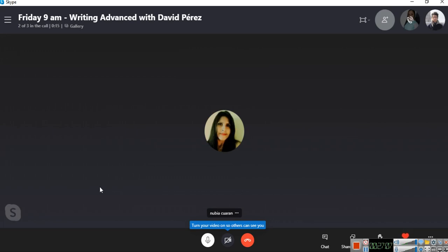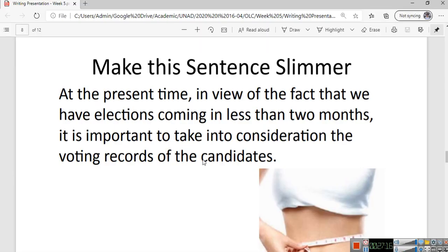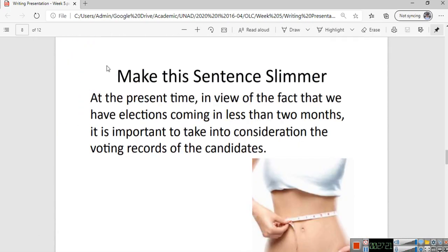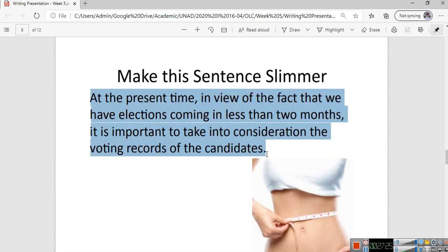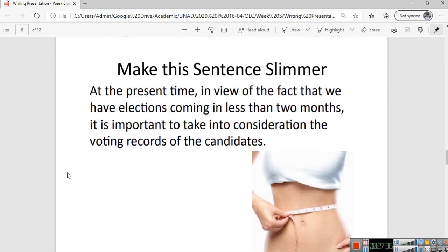My internet broke, teacher. That's fine, don't worry. So let's continue. We were about to do an exercise. Talking about fat and slim, let's look at this sentence. Please read it, Nubia. At the present time, in view of the fact that we have elections coming in less than 2 months, it is important to take into consideration the worrying course of the candidate.